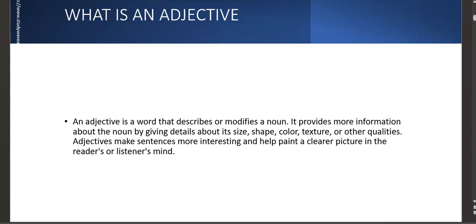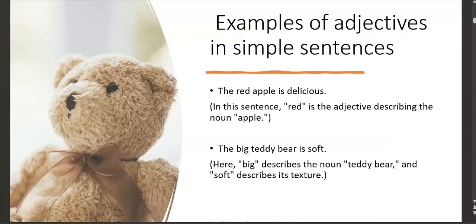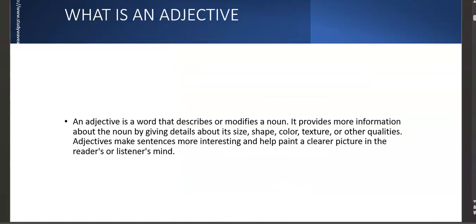Now, adjectives are just words that provide more description about the noun. They tell us about the shape of the noun, the color, the size, the texture. When we talked about this doll here, what was the texture? It was soft, okay? What was the size? It was big, you see? They're telling us about the size, the shape, the texture.